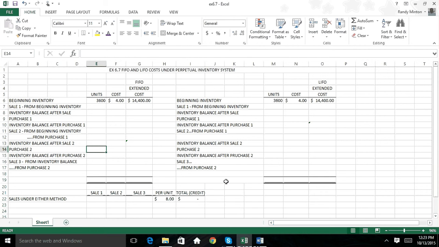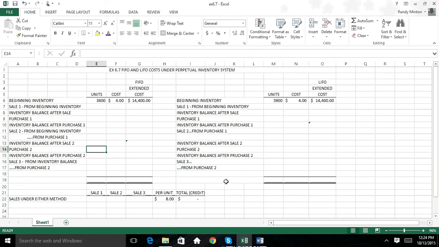Under LIFO, last in, first out, we're doing just the opposite. We're looking at the last purchase and taking whatever our sales out of that purchase and then going back into the beginning inventory to get whatever we need from there.